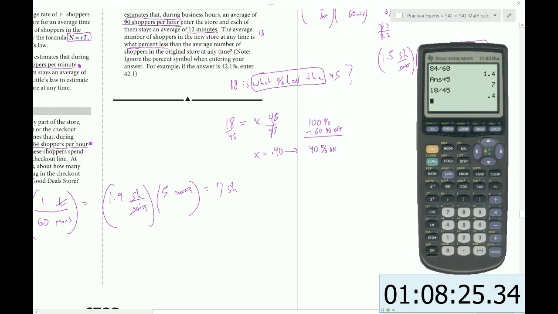So actually, we don't need that number. We just need the 40% because, yeah. So the answer is 40, right? 40%. Because that's the percent that this is of the original.